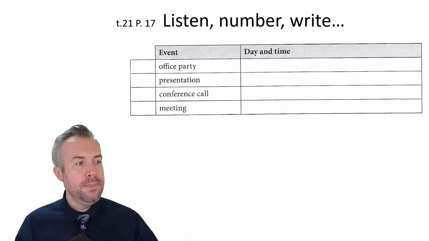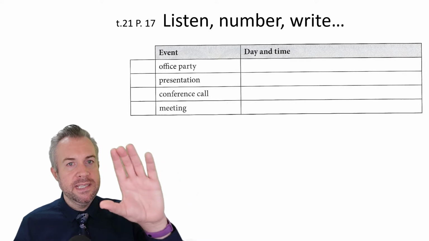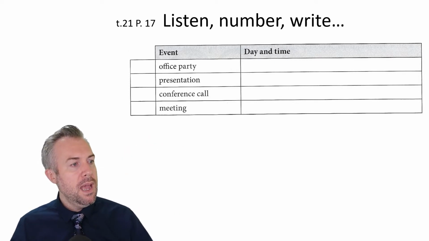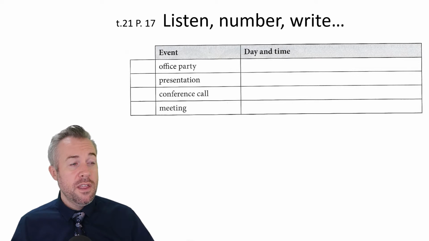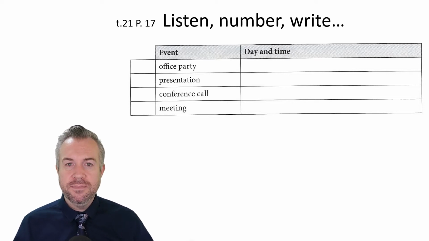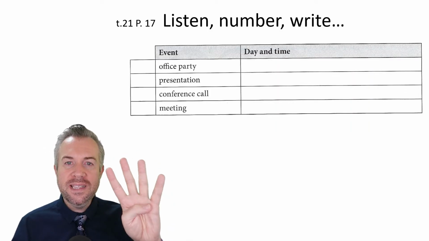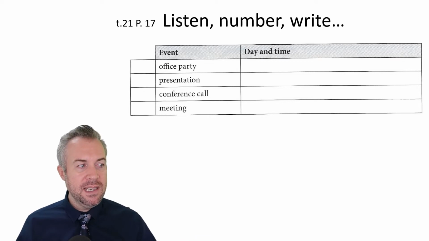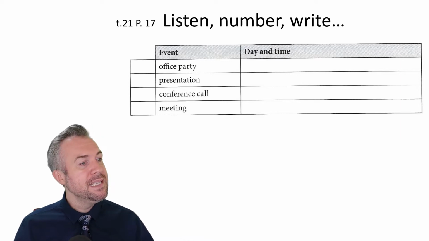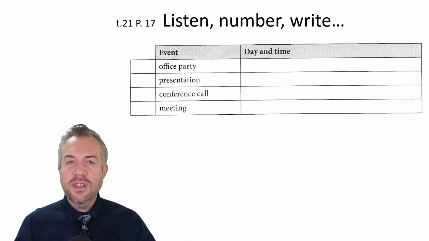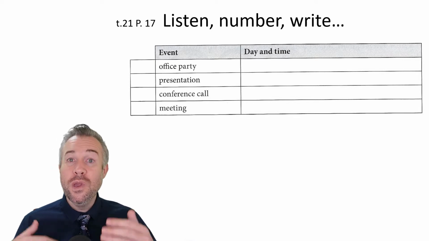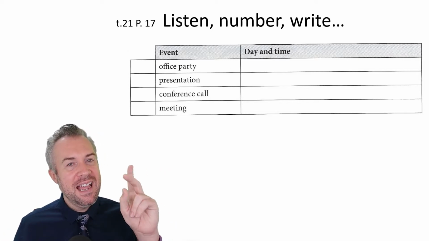next page. This is page 17. At the top of the page, we have this table. And there are 3 pieces of information. The first one is the event, which we talked about on page 16. There are 4 events: office party, presentation, conference call, and meeting. The other information we have, or we will have, is the day and the time.